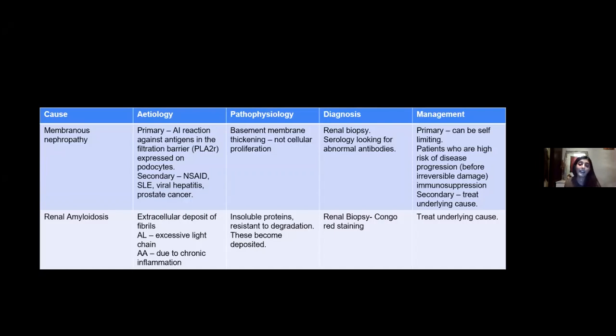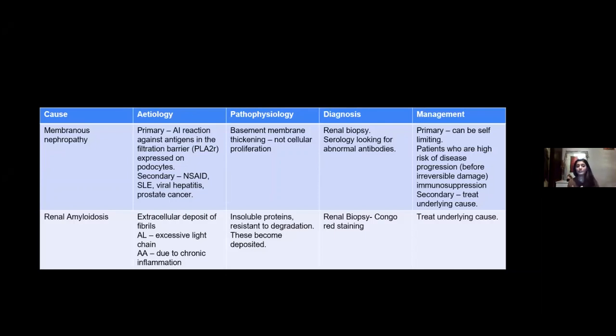And lastly, in nephrotic syndrome, we have renal amyloidosis. Amyloidosis is deposits of different types of proteins in our body. It can be AL. So we have an abnormality of the heavy and light chains in immunoglobulins, and when we have excessive light chains, they're resistant to degradation and they become insoluble, and then they become deposited.